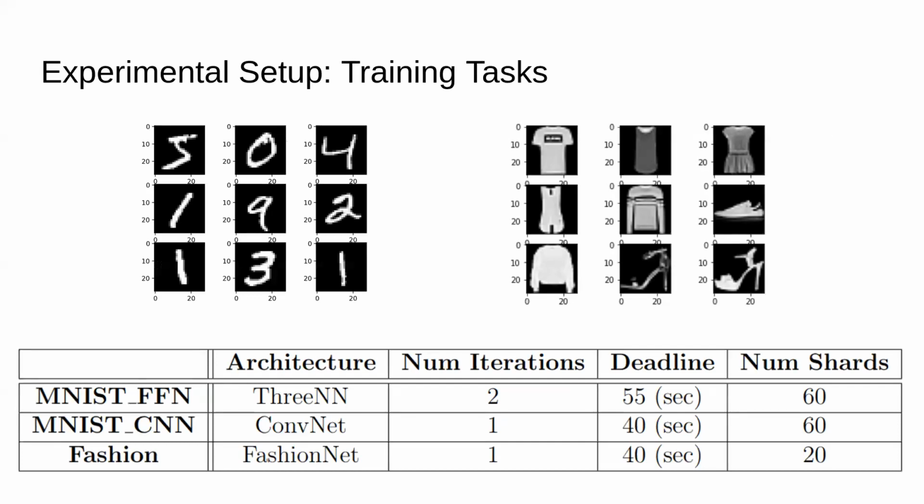For the MNIST FFN task, I used a feed-forward network with 60 shards of data. So that's 30,000 MNIST samples, because a shard is 500 samples. I also trained a CNN on the handwritten digit data set and a CNN on the fashion image data set. And note the deadline. Deadline is important.